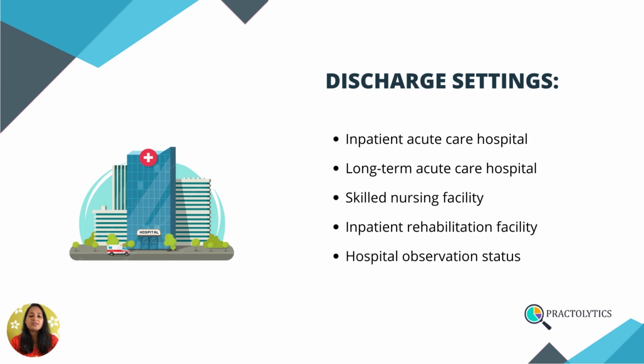We have discussed that this care gets started after a discharge, and this discharge has some limitations. Let's see the eligible discharge settings. Those are inpatient acute care hospital, long-term acute care hospital, skilled nursing facility, or simply a nursing facility, inpatient rehabilitation facility, hospital observation status, or it could be partial hospitalization as well.